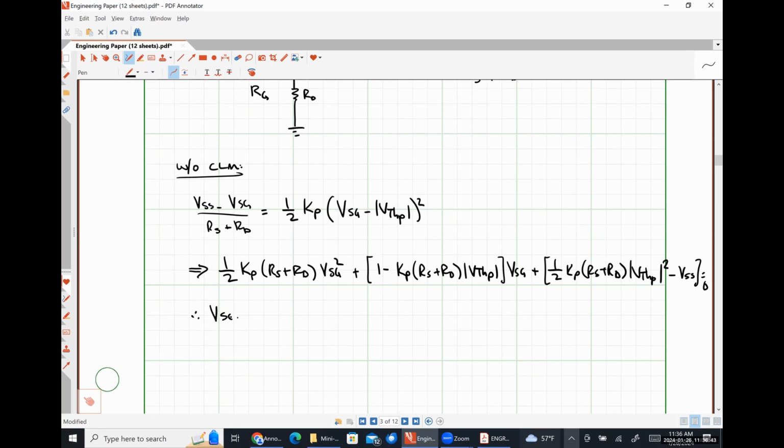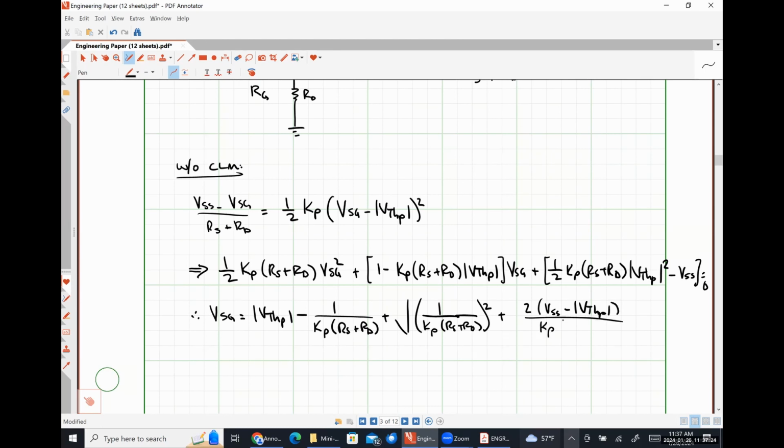So the solution that we keep is VSG is equal to absolute value of VTHP minus 1 over KP RS plus RD, plus the square root of 1 over KP RS plus RD, quantity squared, plus twice VSS, excuse me, minus the absolute value of VTHP, divided by KP RS plus RD.